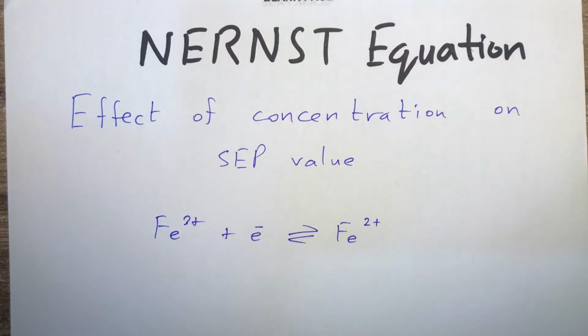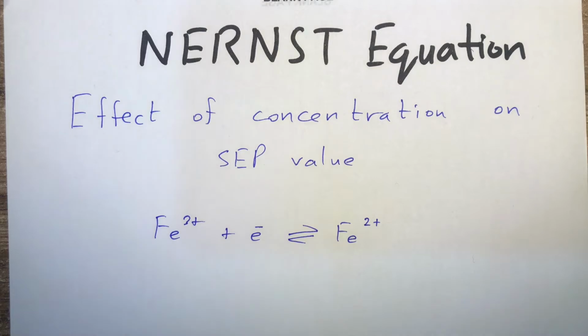This is the third video on electrolysis, and the first thing that we'll discuss is the Nernst equation, which is also used to determine the effect of concentration on the value of SEP. So let's take the example of the given equation, that is Fe3+ plus an electron producing Fe2+.